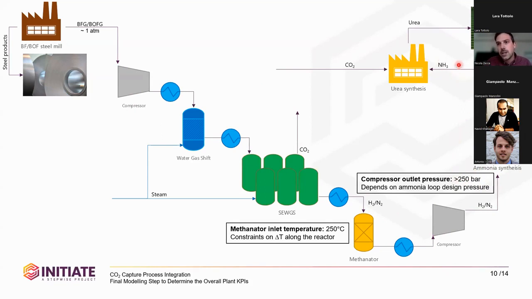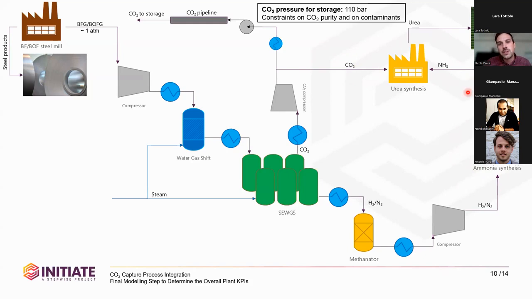Once we have the ammonia, we can combine it with CO2 and produce urea, a fertilizer. The CO2 from the CUX is at low pressure, so before being used for the ammonia synthesis and for storage, the CO2 has to be compressed. For storage, the final pressure is 110 bar, as Navid said before.